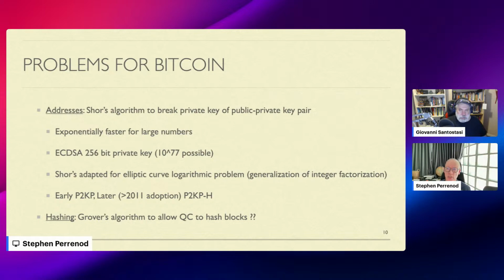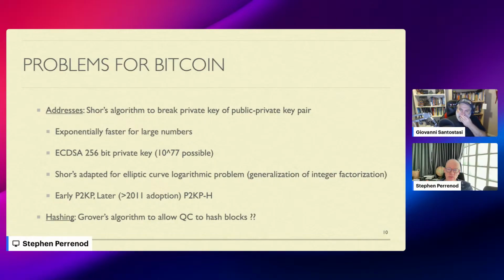So what are the problems? 2 categories, addresses and hashing. For addresses, it's called Shor's algorithm. And what you're doing is you're breaking the private key of public-private key pairs. This is used everywhere in finance. This is used everywhere in the defense and national security infrastructure, and widely in industry, not just in Bitcoin. So this is an issue for everybody.